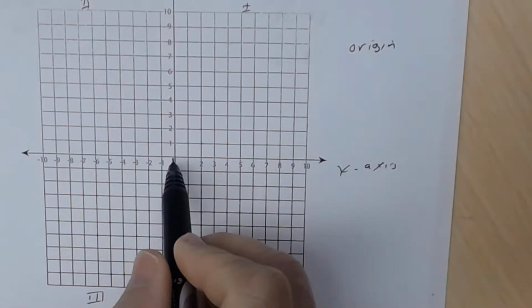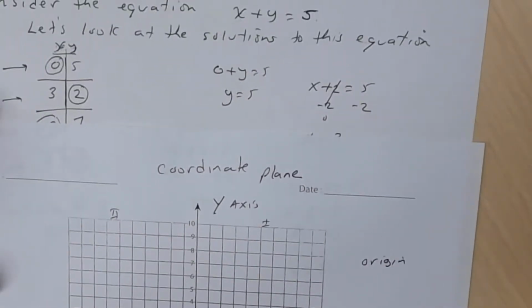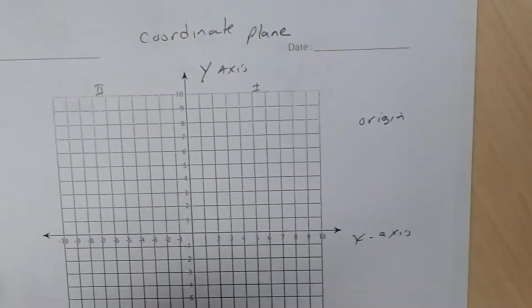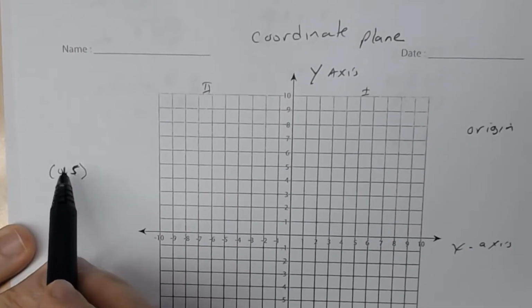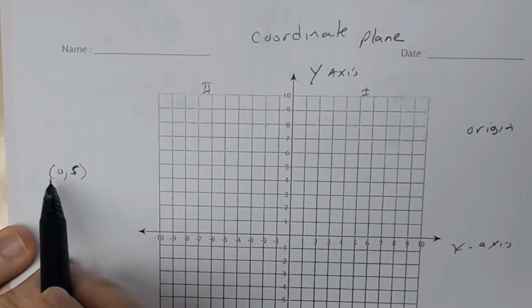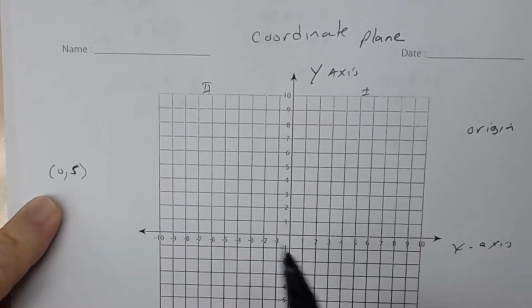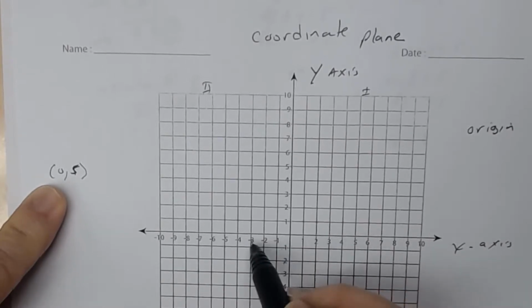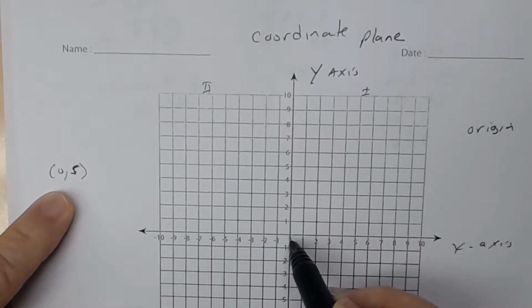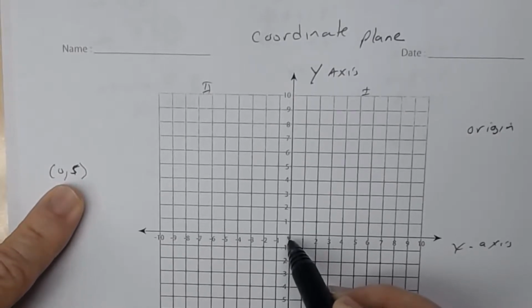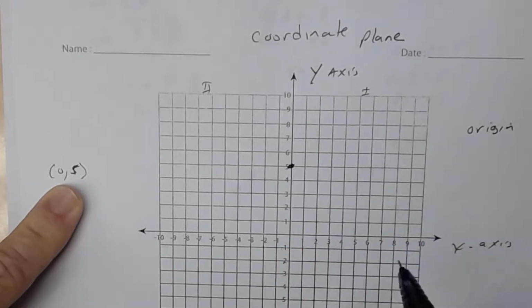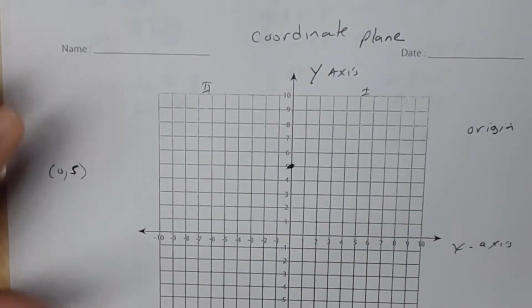When plotting points, remember you always start at the origin. So let's plot the point (0, 5). And remember, you always indicate a point with parentheses. When x is 0, that means I stay at the origin. I don't move right or left. You look at your x first. So x is 0, I stay there. If y is +5, that means I go up 5: 1, 2, 3, 4, 5. So there's the point (0, 5).